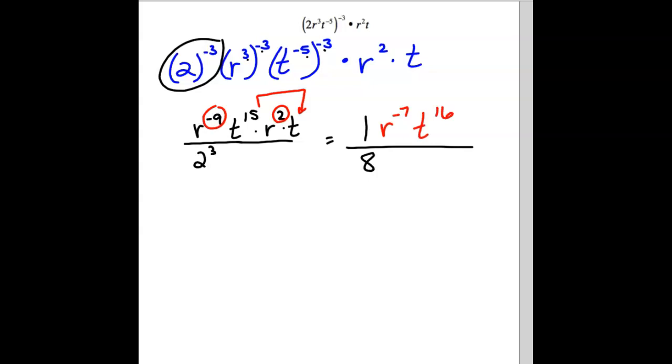Again, we never leave negative exponents, so we are going to have just the t to the 16th on top. This r is going to have to bump down to the denominator in order to have a positive exponent. You can put the 1 in front of that t if you want. You don't have to have it.